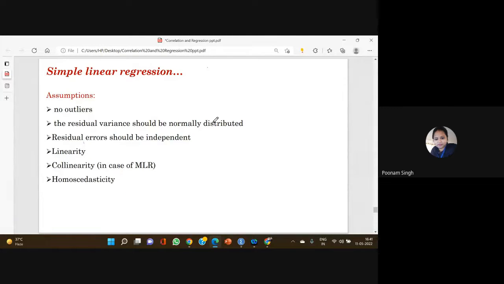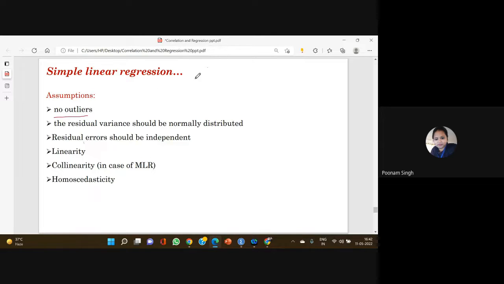Simple linear regression assumptions are very important, because when you go for SPSS and use large data to interpret the regression result, then the assumptions are very important. We will see the assumptions one by one, and after that we will see in SPSS how these assumptions are being met and how the result is being interpreted. So the first thing is that no outlier should be there.